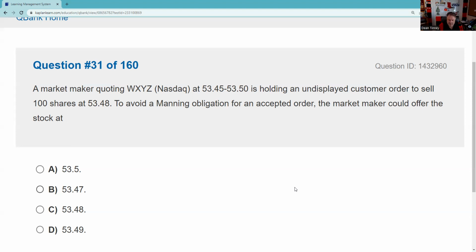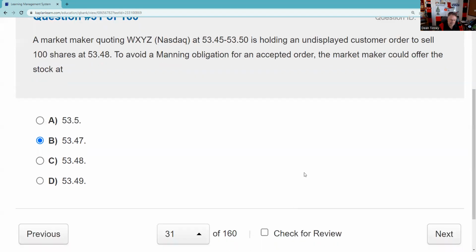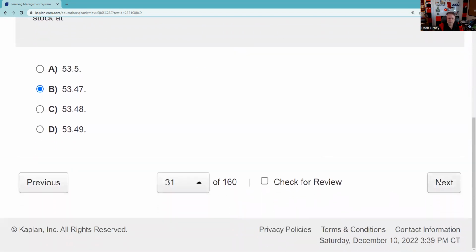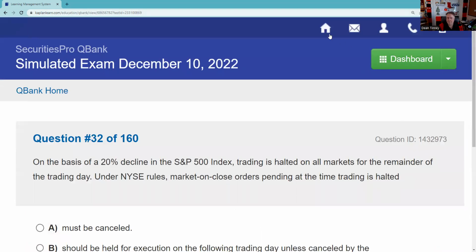But remember, he wants to sell at 53.48. I want to sell at 53.50 as a market maker. His price is better than mine presently. Then I update my display to 53.47, and whoever this customer is says, are you stepping ahead of me? I say, I certainly am, but I'm willing now to sell at a penny less than you are. And that benefits people by narrowing the spread. Question 32.